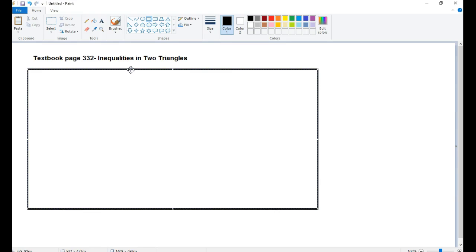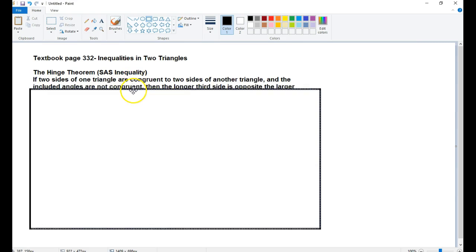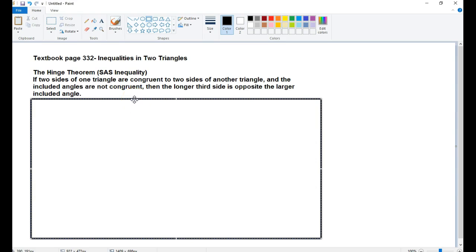There are two theorems that we're going to do. We're not going to prove these theorems in here. We're just going to be given them and given problems that we can work with them. So the first of the two theorems is called the hinge theorem, or SAS inequality. It is said that if two sides of one triangle are congruent to two sides of another triangle, and the included angles are not congruent, then the longer third side is opposite the larger included angle.